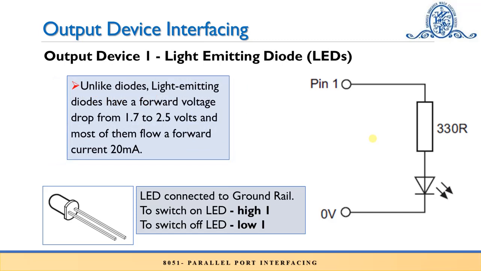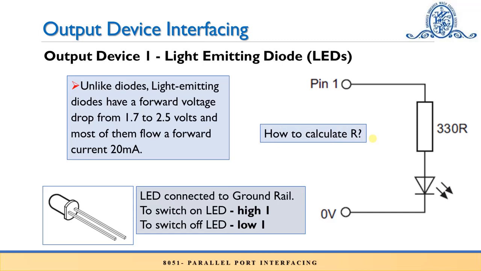Unlike diodes, the LEDs have a forward voltage drop from 1.7 to 2.5 volts. Normal diode has 0.7 volts as the forward voltage drop, but in this case the forward voltage drop is slightly more, and the amount of current that flows through the LED, the forward current, is around 10 milliamperes to 20 milliamperes.